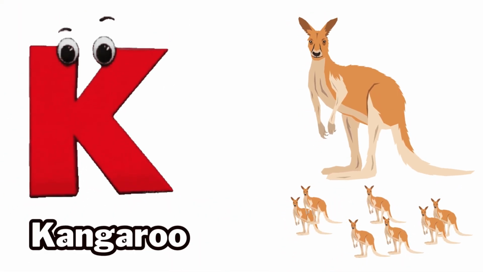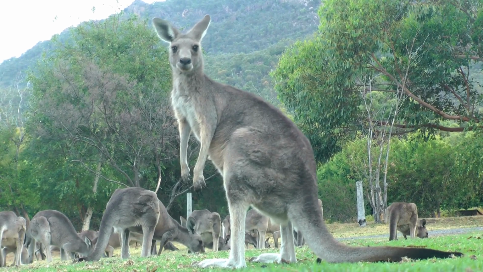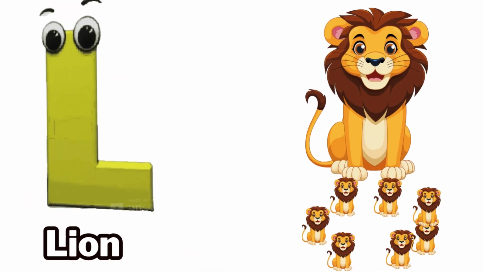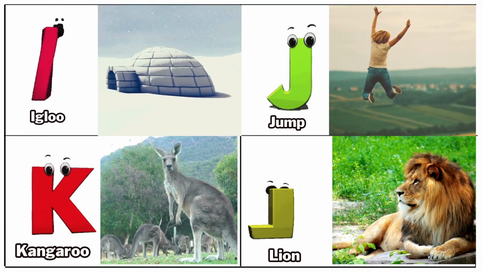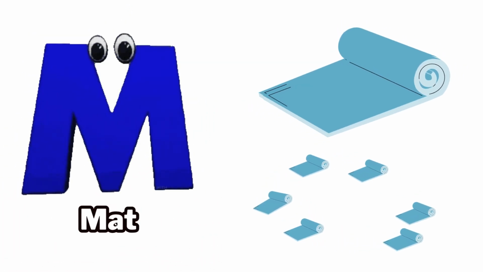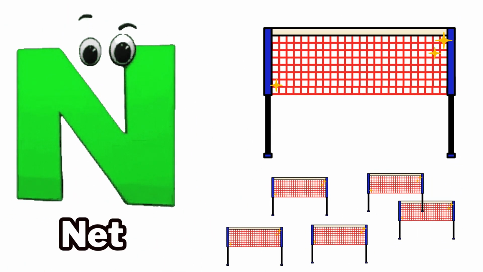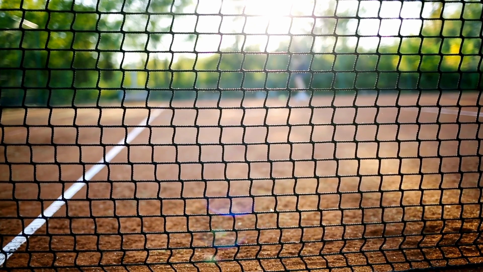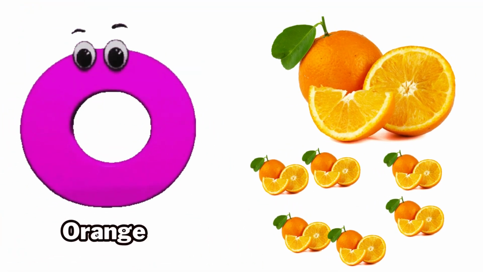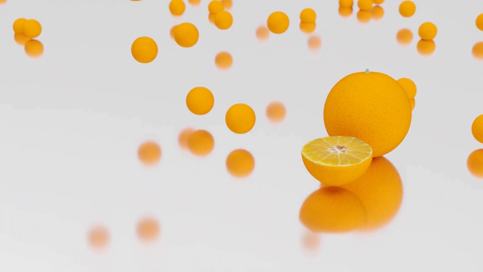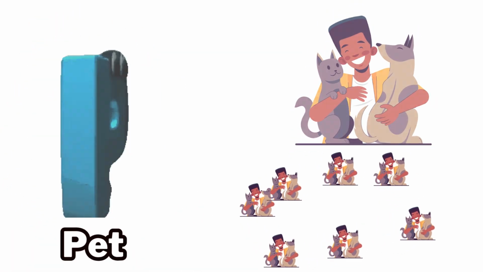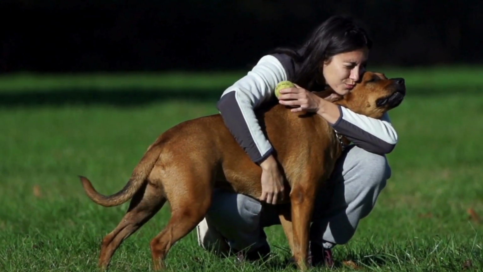K is for kangaroo, kangaroo. L is for lion, lion. M is for mat, mat. N is for net, net. O is for orange, orange. P is for pet, pet.